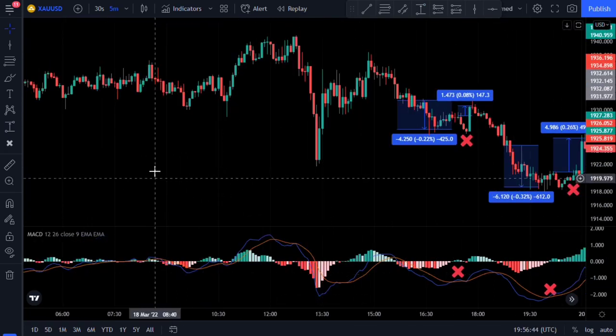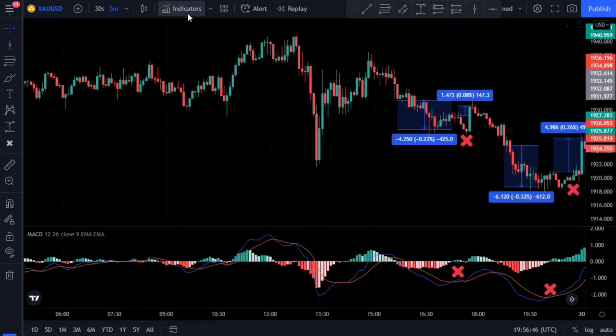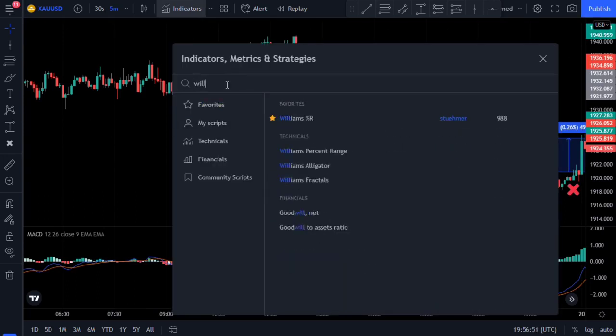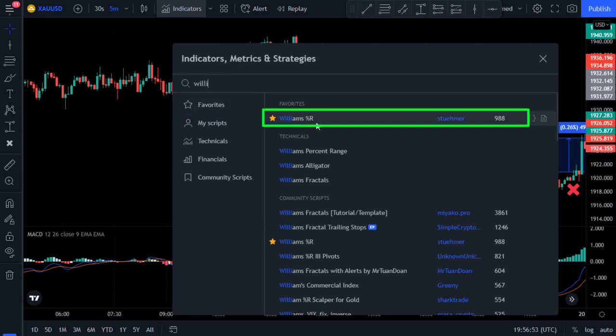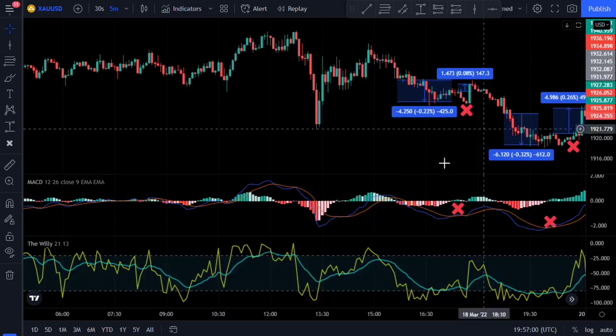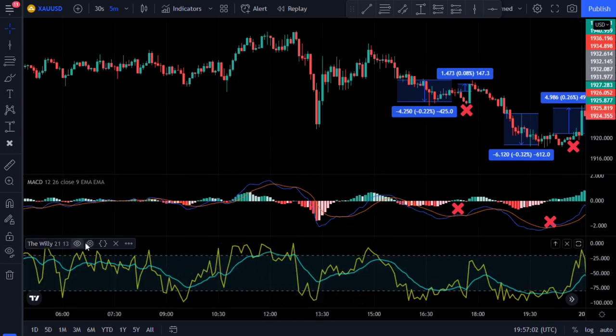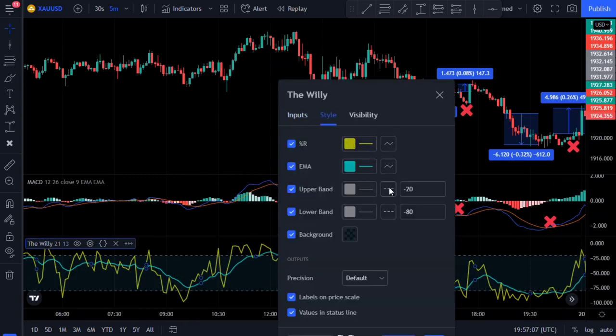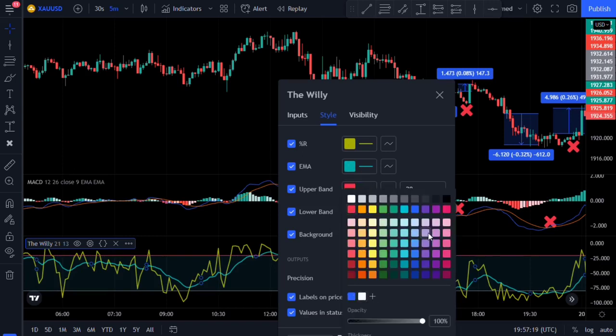Okay, let's add the popular Williams indicator to the chart. This indicator is the first MACD complement. Search for Williams in the indicators section. Add this Williams percent R indicator to the chart. Go to the indicator settings and apply the settings. In the style section, I change the dashed line to a straight line. Then I change the color of this, and I make it a little thicker so that it looks better.